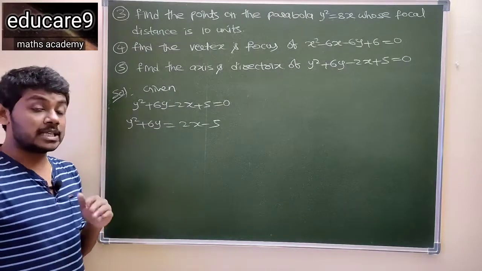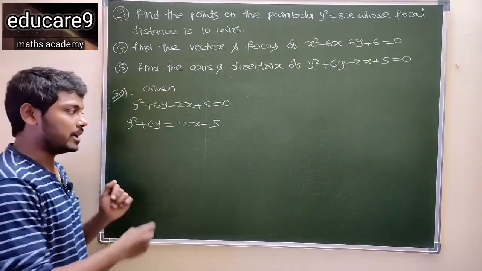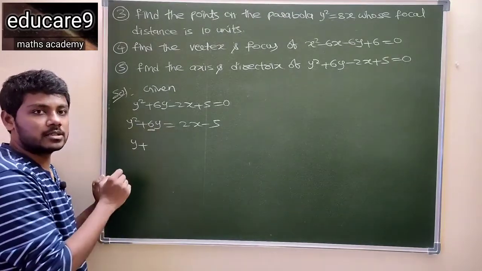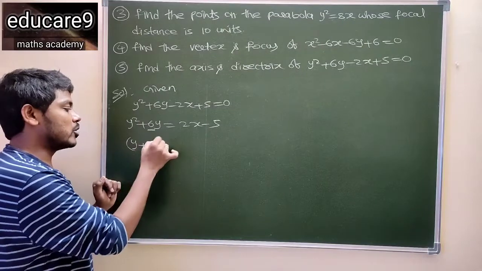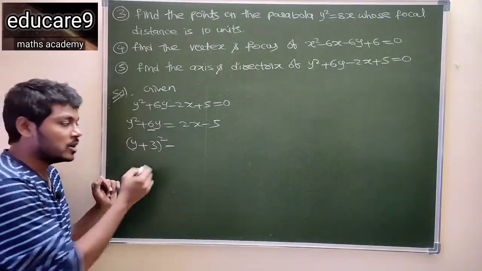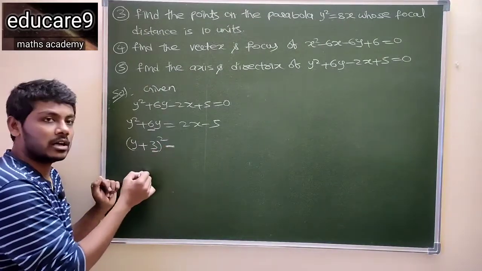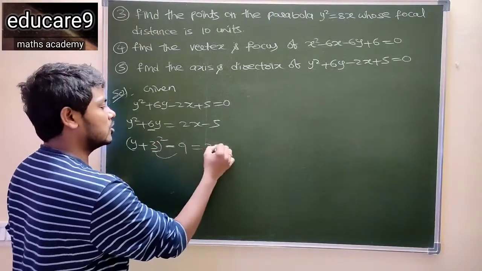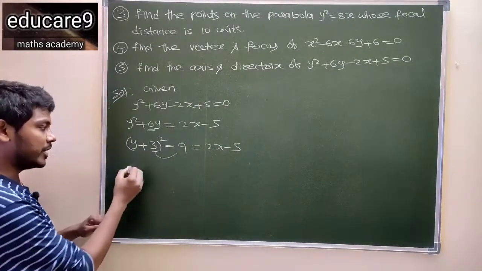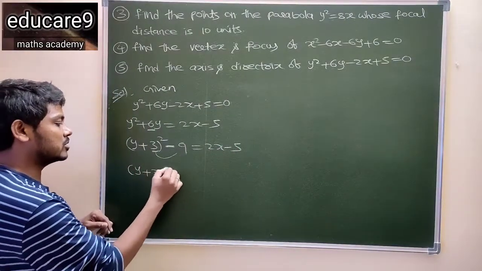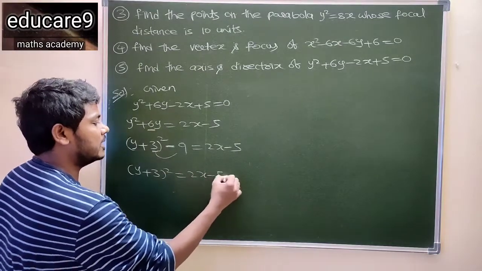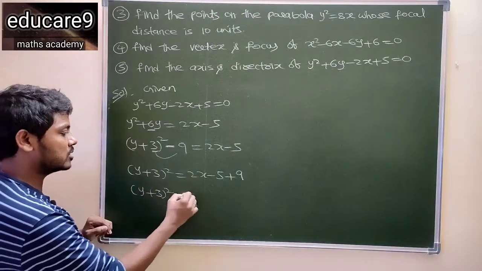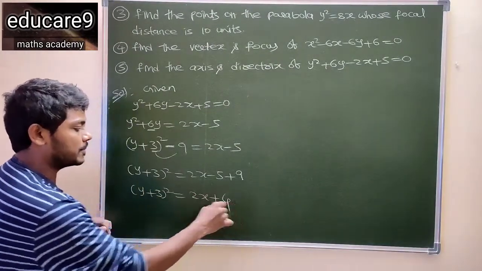Now y square plus 6y can be written as, see here, y plus half value of 6, that is 3. So square of this minus square of the second term. Square of this is what? 9 is equals to 2x minus 5. Now again this is y plus 3 whole square is equals to 2x minus 5 plus 9. Now y plus 3 whole square is equals to 2x plus 4.